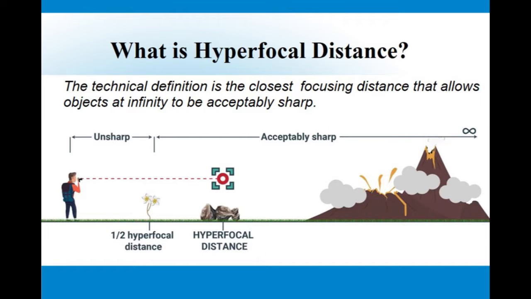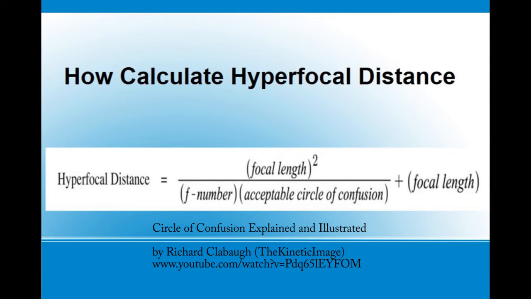So we're going to talk about hyperfocal distance, and this first slide shows an explanation of what hyperfocal distance is. Basically, we focus at a spot in our scene, and we have acceptable sharpness from ahead of that point, closer to us, all the way to infinity. The hyperfocal distance depends on what lens you're shooting with, what focal length, and what aperture you're shooting at. This is the calculation to find hyperfocal distance, but what is this acceptable circle of confusion?